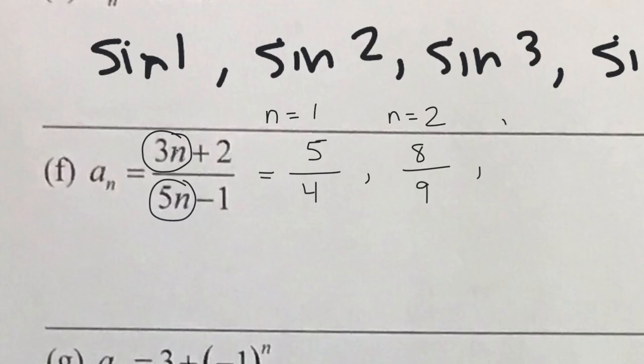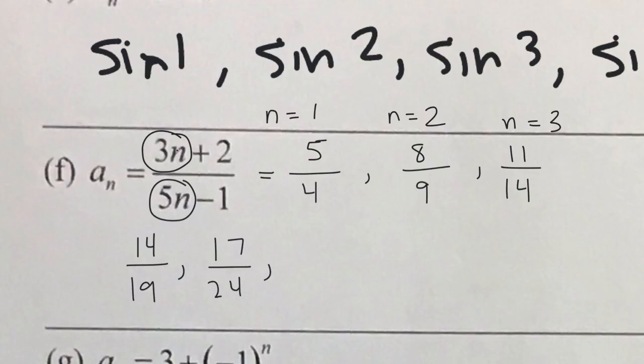And then if n equals 3, 3 times 3 is 9. 9 plus 2 is 11. 15 minus 1 is 14. Okay, what are some other values? We were next going to have 14 over 19, and then 17 over 24, and then 20 over 29.